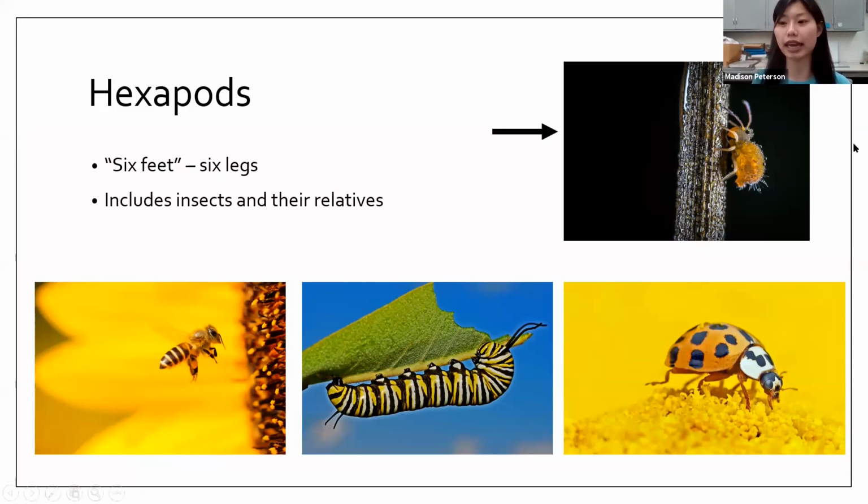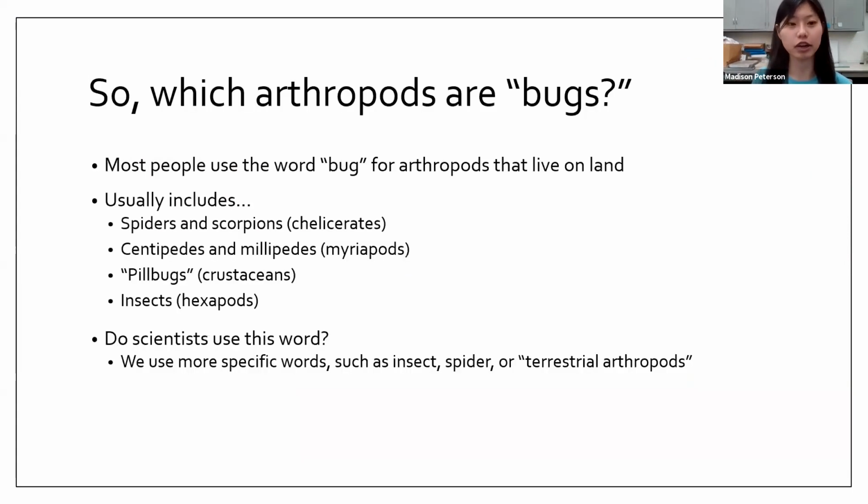So this is called a collembolan, and collembolans are not actually insects because their mouths are inside of their body, while adult insects have mouths that are outside of their body. So not all hexapods are insects, but most are. So now that we've gone over those groups of arthropods, which arthropods are bugs?